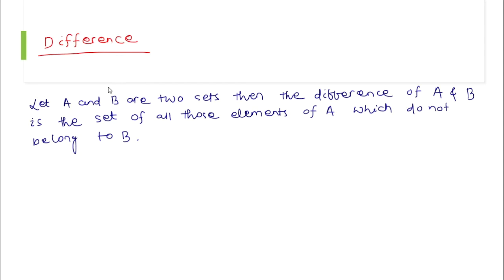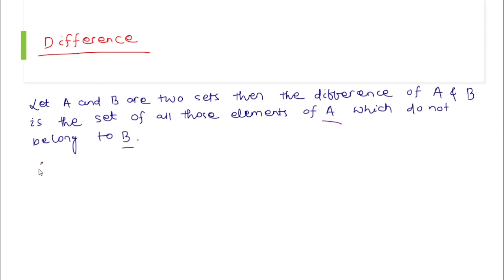Let us study the operation difference. Let A and B be two sets. Then the difference of set A and set B is the set of all those elements of set A which do not belong to set B. As we know, if we operate between two or more sets, then what we get is also a set. So the difference of two sets is also a set, which contains the elements of set A but not present in set B.